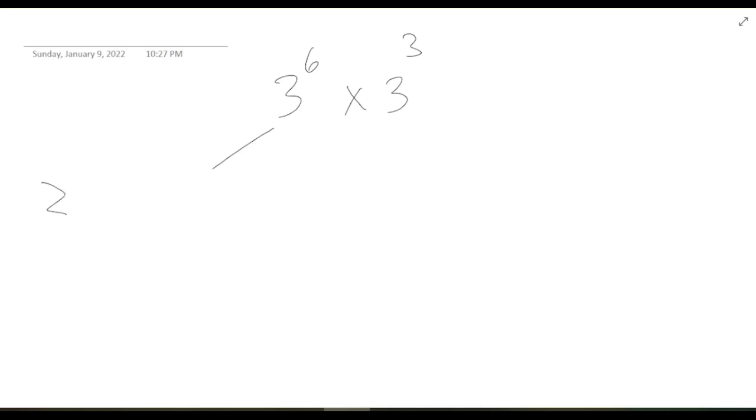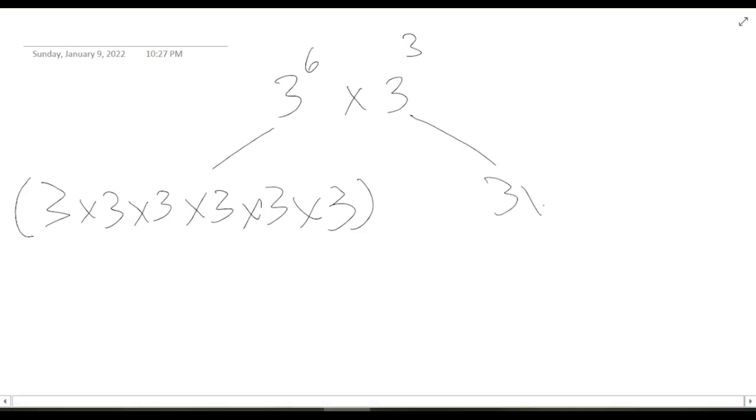Sorry. So 3 times 3, 3 times 3, 3 times 3. Let me make sure I have that right. Yep, that's 6. That's 1, 2, 3, 4, 5, 6. I'll just put parentheses over them. And 3 to the third. 3 to the third, when we write it out, is just 3 times 3 times 3. Right? So we're multiplying these two exponents.